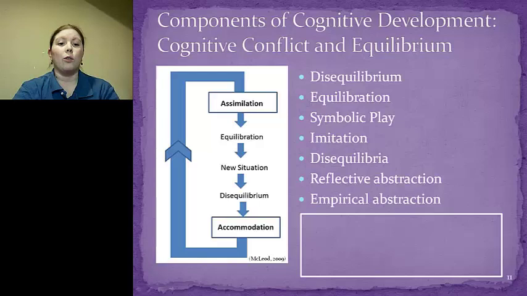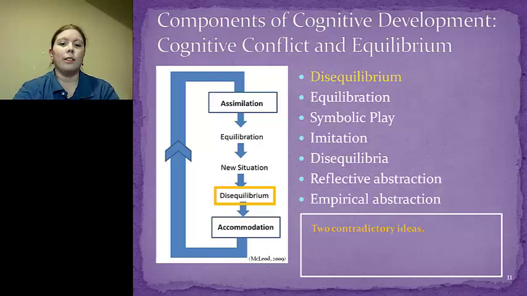As a child grows and develops, they constantly have to reorganize their thoughts because of changing and increasingly complicated environments. They're required to reevaluate their worldviews. When they become conscious of a contradiction in their knowledge, this is known as cognitive conflict or disequilibrium.